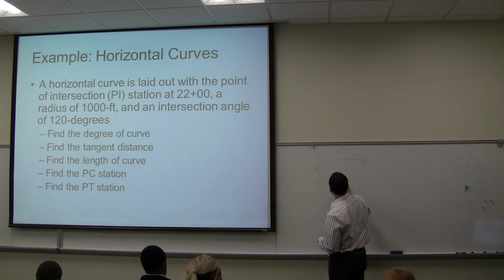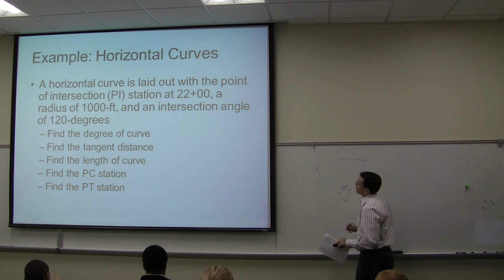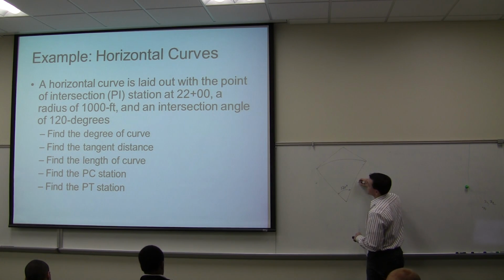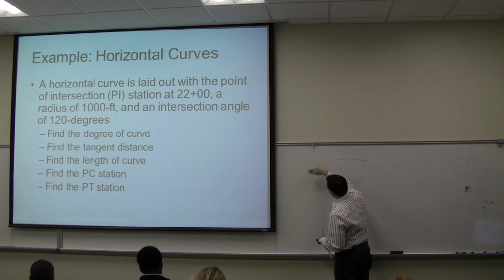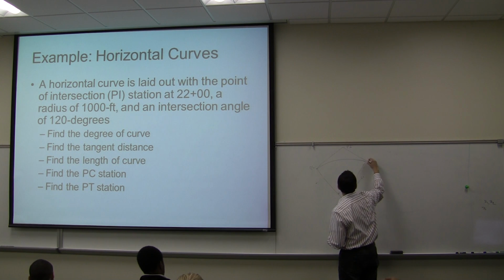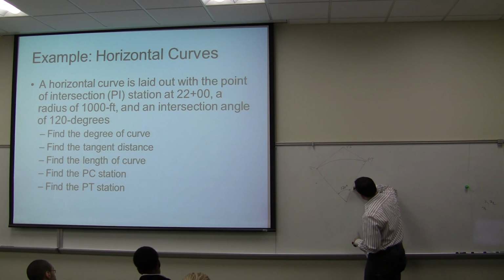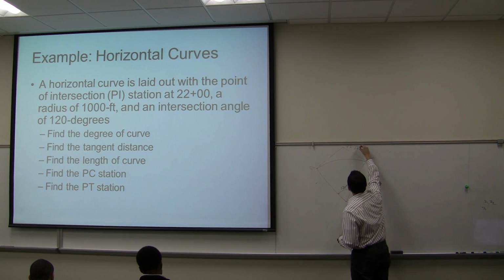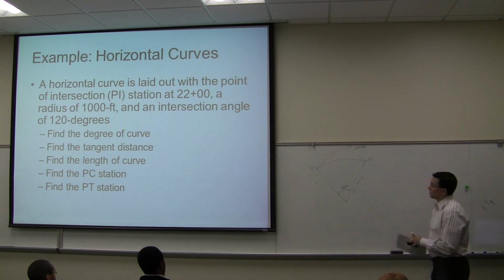We've got an intersection angle of 120 degrees. The radius is the distance from the center of the curve to the curve, and it's usually not within a reasonable distance of the intersection. In this case, it's 1,000 feet off. So we always work left to right: PC, PI, and PT. The radius is 1,000 feet, and our PI is at station 22+00.